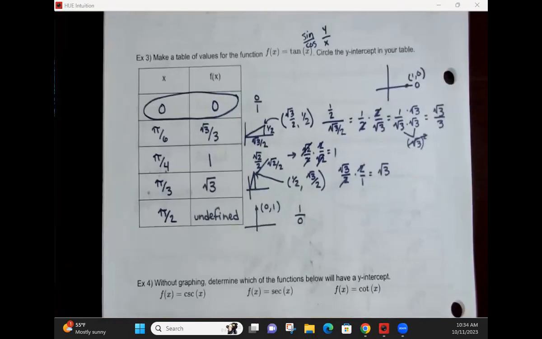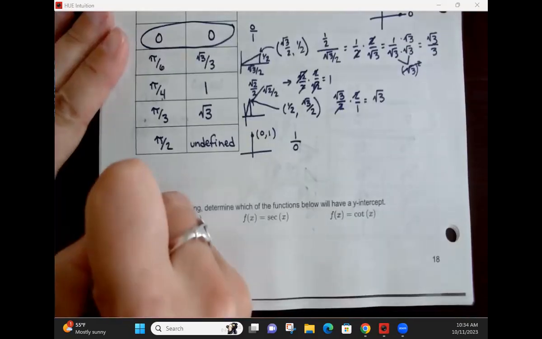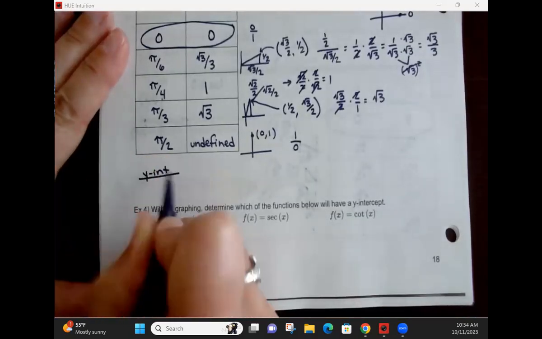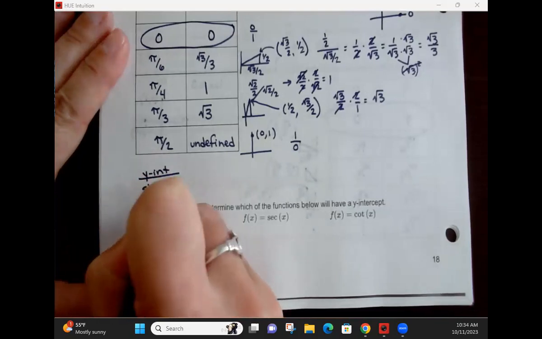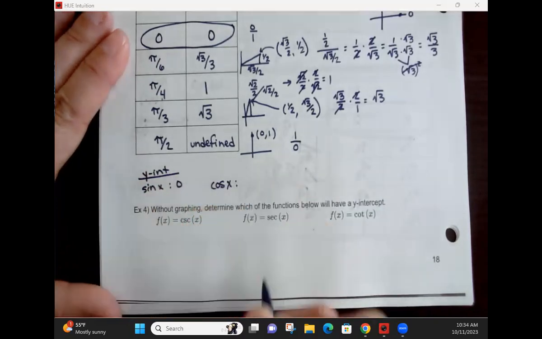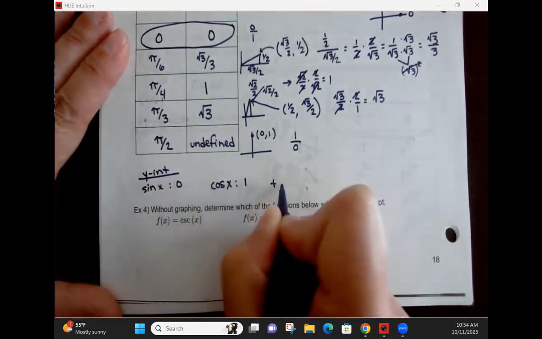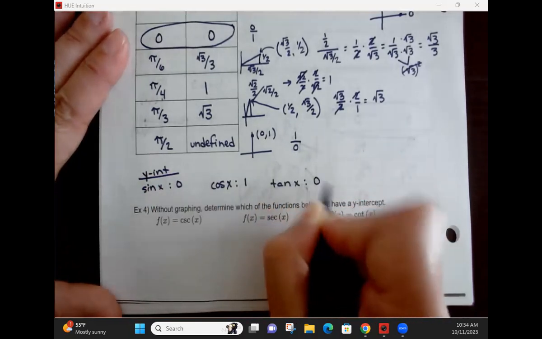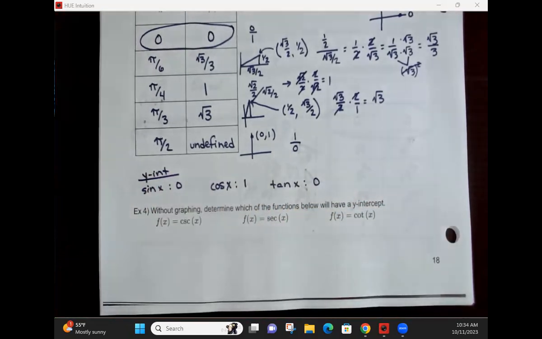Last thing I want to talk about. So we found y-intercepts for sine, cosine, and tangent. The y-intercept for sine, just do a little summary down here. My y-intercepts for sine of x, that y-intercept was 0. For cosine of x, that y-intercept was 1. And for tangent, that y-intercept was 0. We could find y-intercepts for all of those. Okay. I want to take a look at, without graphing, if our remaining trig functions will have y-intercepts or not.